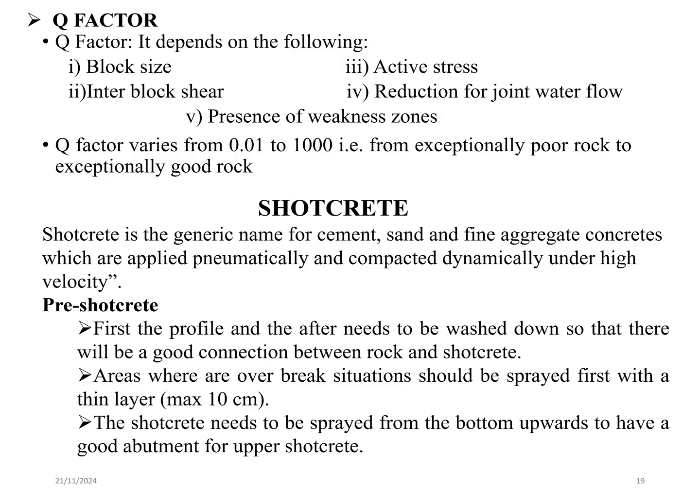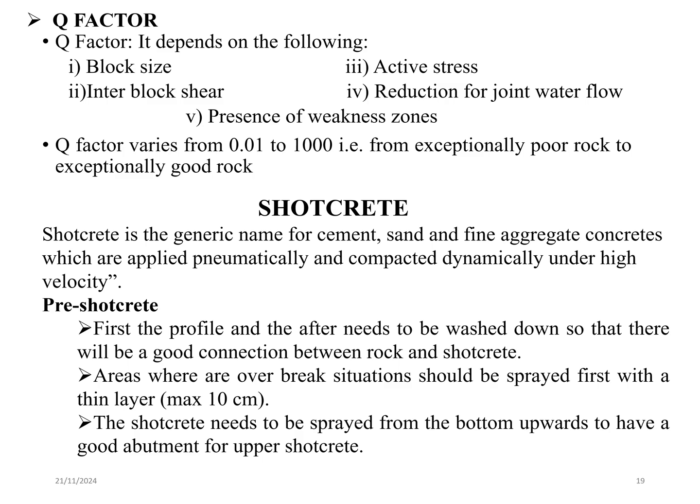Q factor. The Q system, developed by the Norwegian Geotechnical Institute, is another rock mass classification system that uses parameters to estimate tunnel support. These include block size, interblock shear strength, active stress, reduction of joint water flow, and lastly, the presence of weakness zones. Q factor varies from 0.001 to 1000, from exceptionally poor rock to exceptionally good rock.